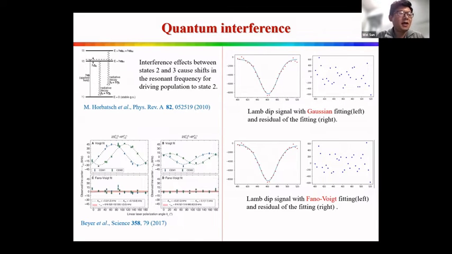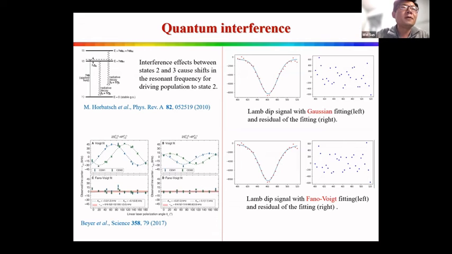So it has long been recognized that the line center of the resonance can be affected by the presence of a neighboring resonant transition. For example, in this figure, the interference effects between states 2 and 3 may cause shifts in the resonant frequency for driving population to state 2. It turns out that this quantum interference is non-negligible in high precision spectroscopy.